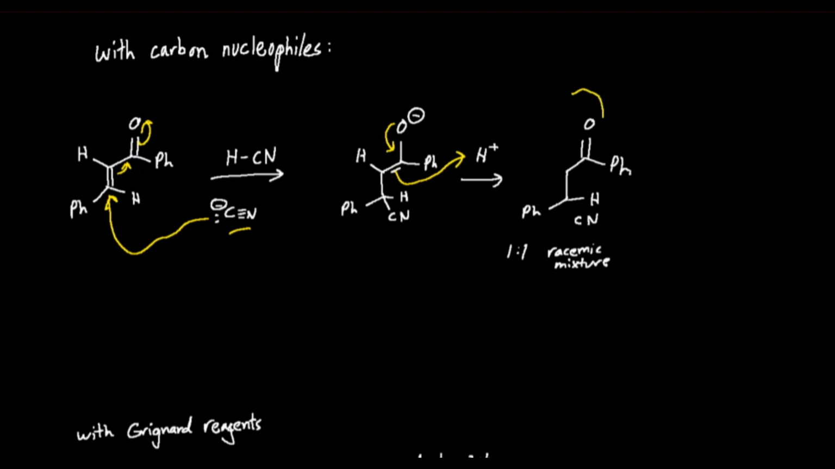You end up with the ketone here. And we have our new bond to the nitrile, new carbon-carbon bond at that position. And again, chiral center, 1-to-1 racemic mixture.